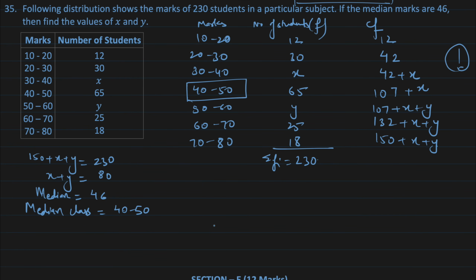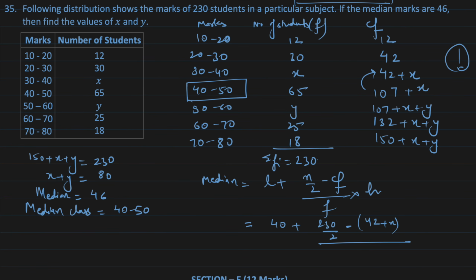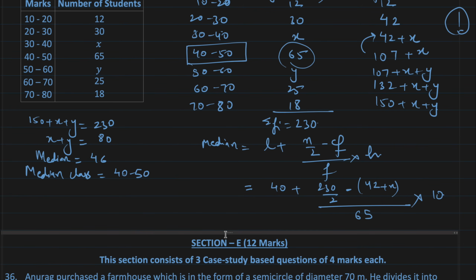So what's the formula now? Let's write down the formula for median here. L plus n by 2 minus CF by f into h, right? That's the formula. So what is L here? 40. n by 2, 230 divided by 2, minus the cumulative frequency of the previous class, that's 42 plus x, divided by the frequency here, which is 65. Class size is 40 minus 30, all are 10 only, right? Okay. Now let's calculate and solve it.